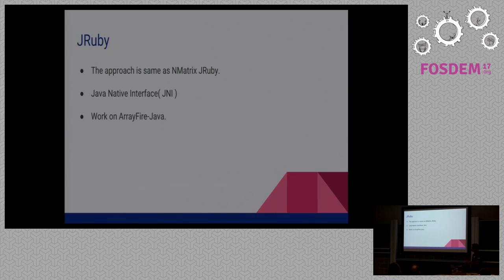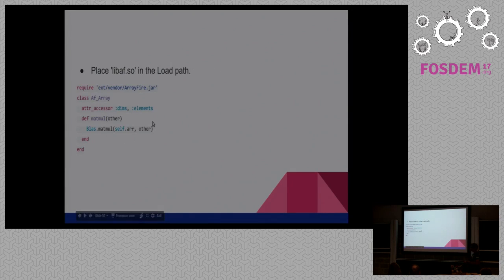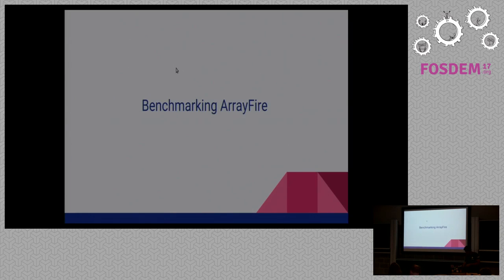For JRuby, the approach is the same as NMatrix-JRuby. We have a Java native interface for ArrayFire already built, and I implemented some of the BLAS and LAPACK routines. This works on ArrayFire Java. For example, the last example we saw, where we did matrix multiplication in C code, can be easily implemented in JRuby using just this part of code. So here you can see how awesome JRuby is.